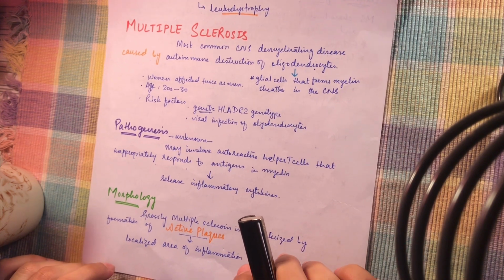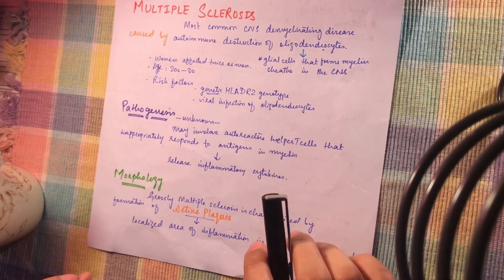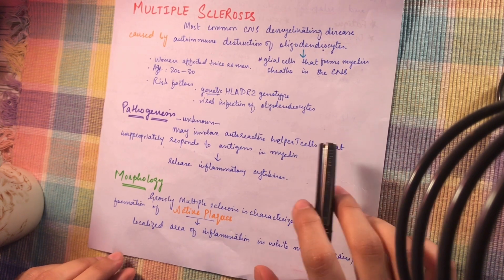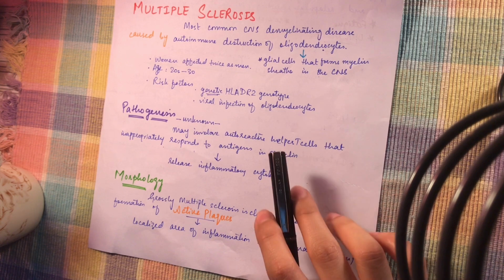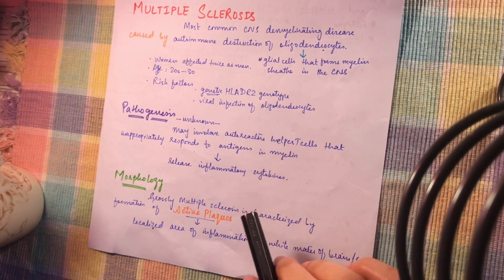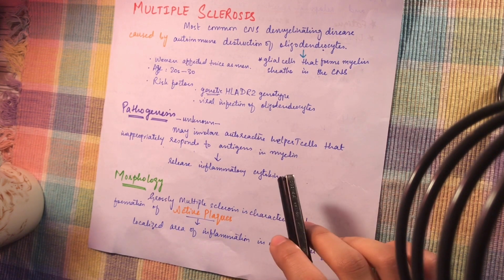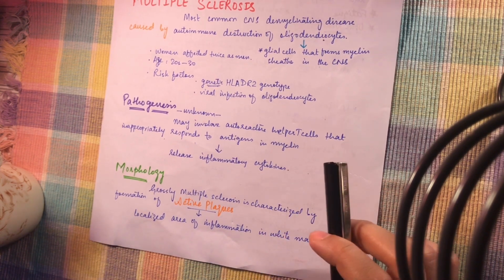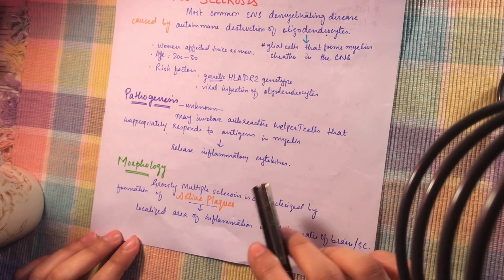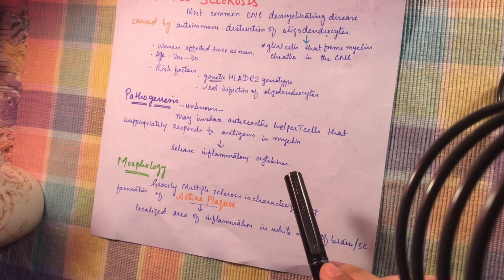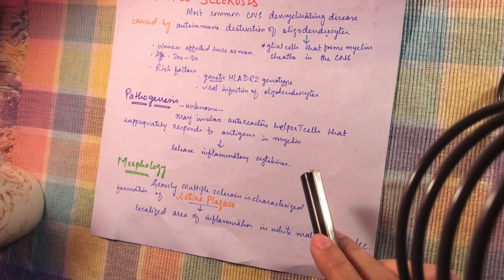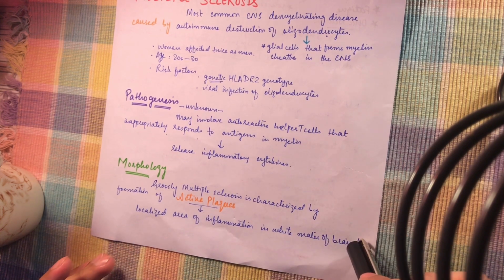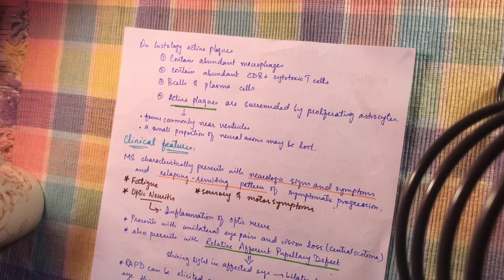So let's talk about the pathogenesis. It is unknown, but one theory is that it may involve autoreactive helper T cells that inappropriately respond to antigens in the myelin, and that in turn release inflammatory cytokines. So talking about the morphology, grossly multiple sclerosis is characterized by the formation of active plaques. Now, what are active plaques? These are localized areas of inflammation in the white matter of the brain or spinal cord.